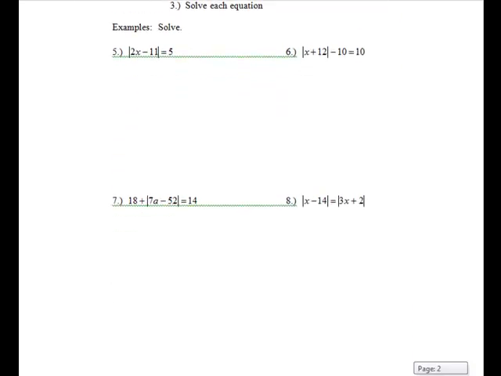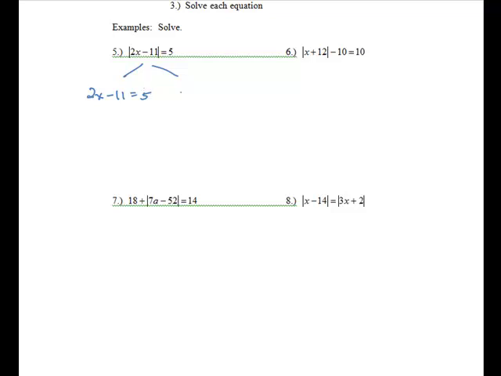So example 5, you see an equal sign, so it's an equation. The absolute value should stand out like a sore thumb. So absolute value equation, step number 1, isolate the absolute value on the left-hand side. It is. So we go on to step number 2. We're going to get rid of the absolute values by rewriting it into 2 separate equations. The first equation, just drop the absolute values. In this case, 2x minus 11 is equal to 5.